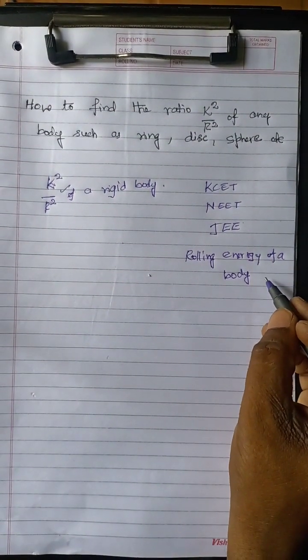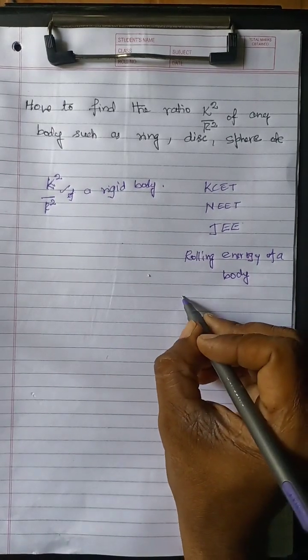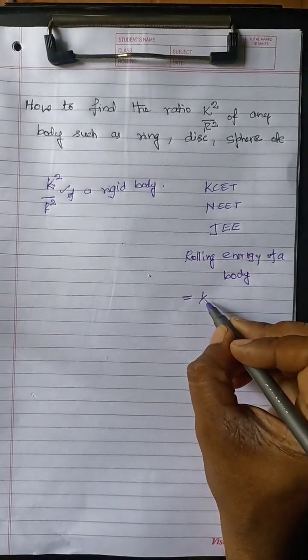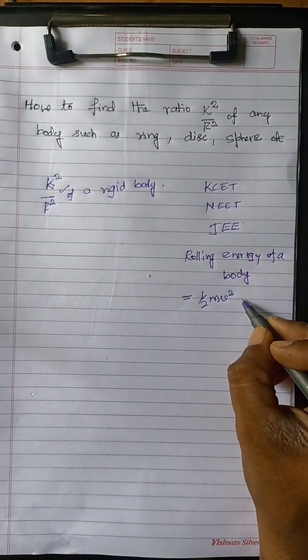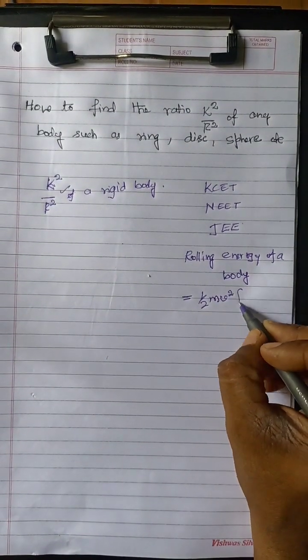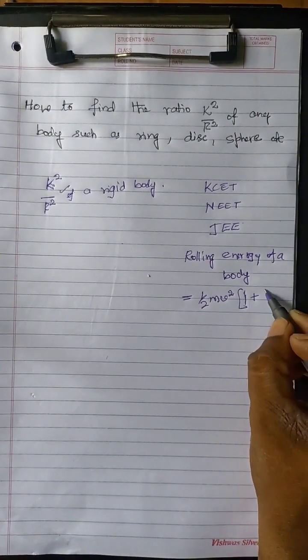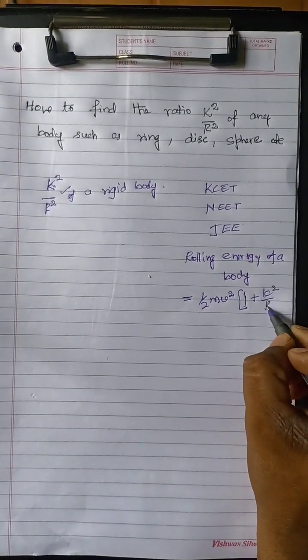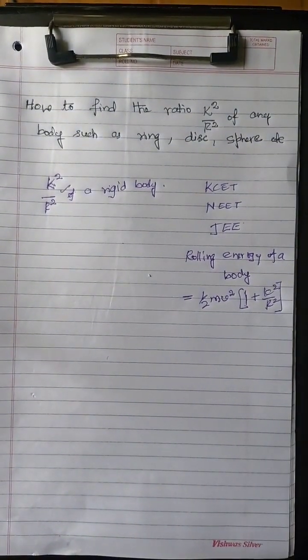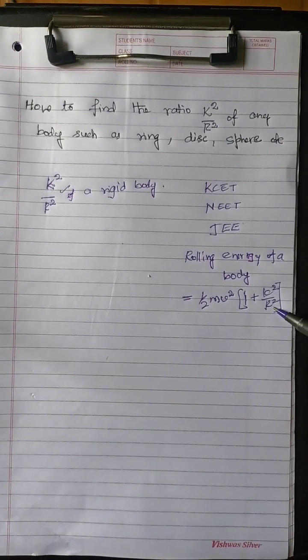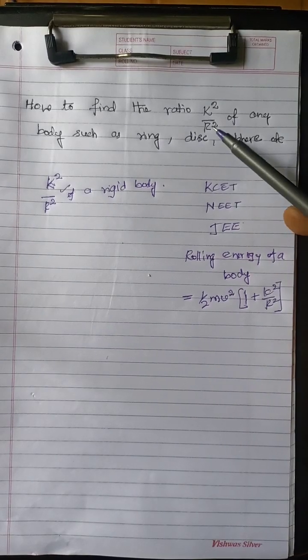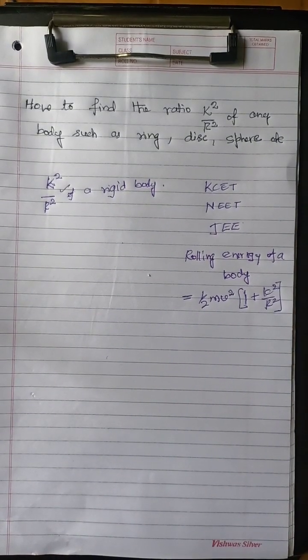Then you should know the formula for rolling energy. The formula for rolling energy is half mv square into 1 plus k square by r square. The term k square by r square decides whether the given body is a ring or a disc or a sphere.